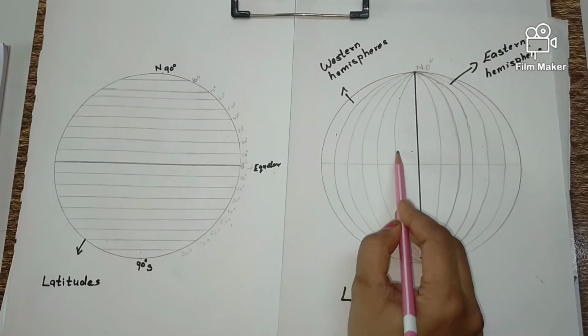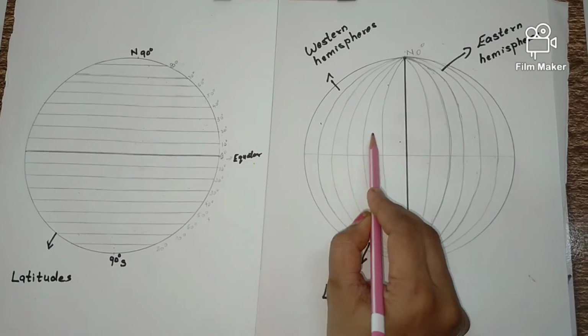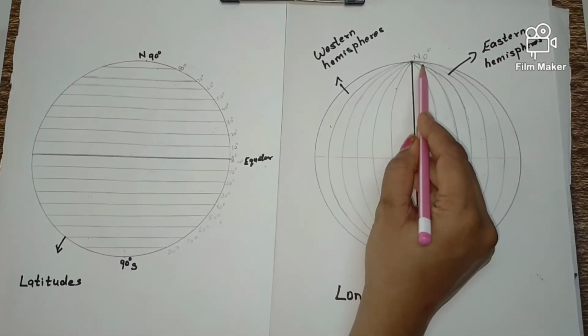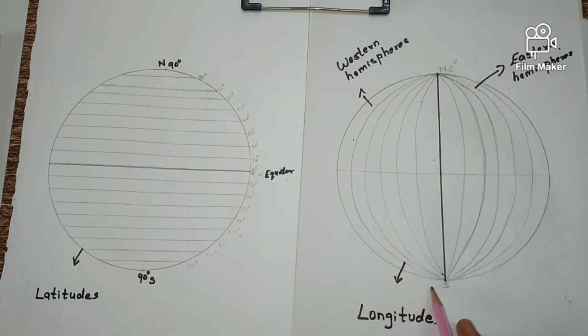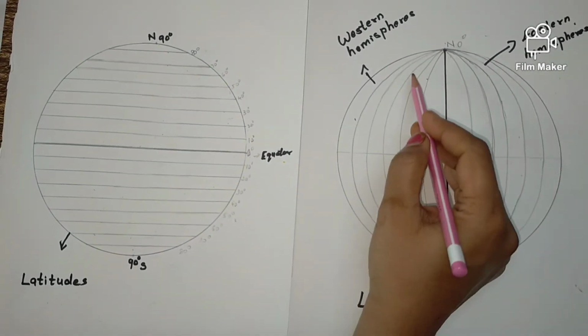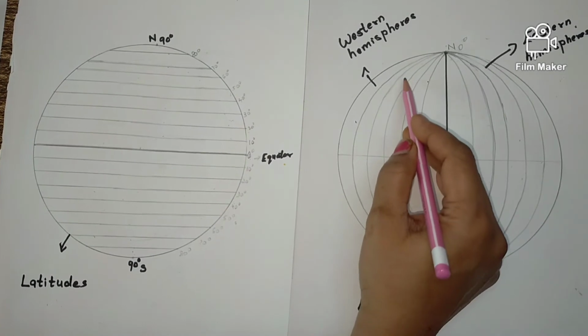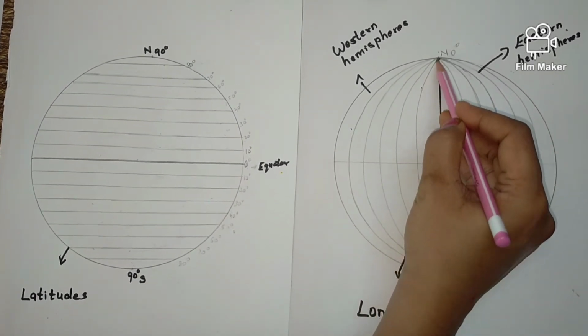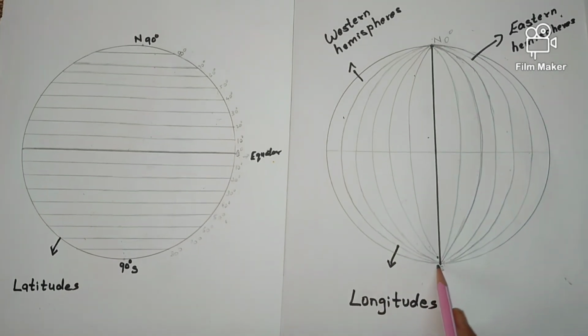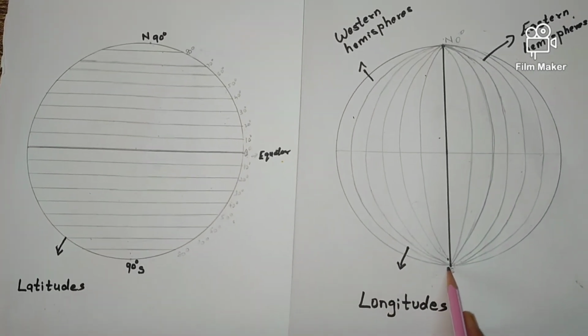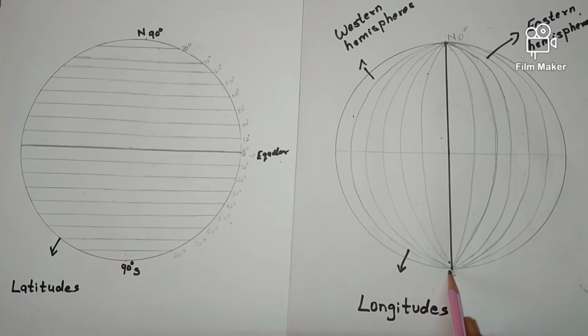But the gap, this degree, goes on decreasing. This gap is less near the poles. It reduces towards the poles. At the poles, it is 0. You understood this point, children?